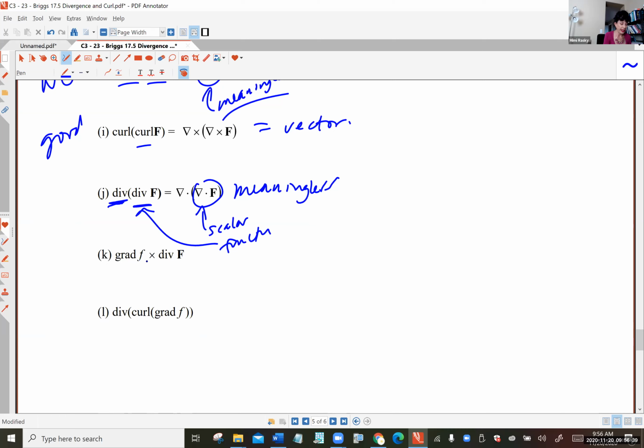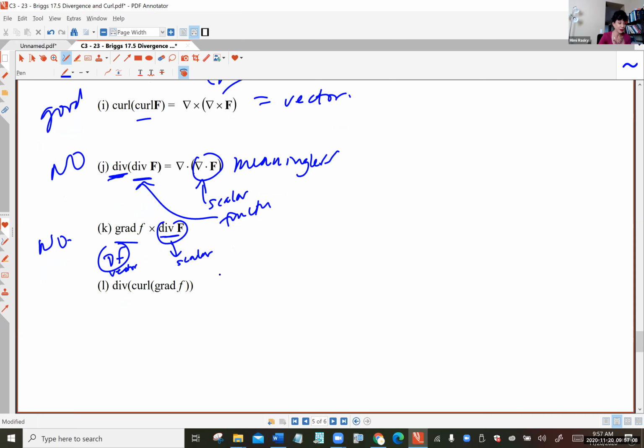How about letter K? Can you take the cross product of the gradient of f, and you know gradient of f is a vector, with the divergence of a vector field? That's meaningless. Because this right here is a scalar function, and you guys know from your knowledge of cross products, you can only take the cross product of a vector with a vector. You can't take the cross product of a vector with a scalar function. You can't do it.